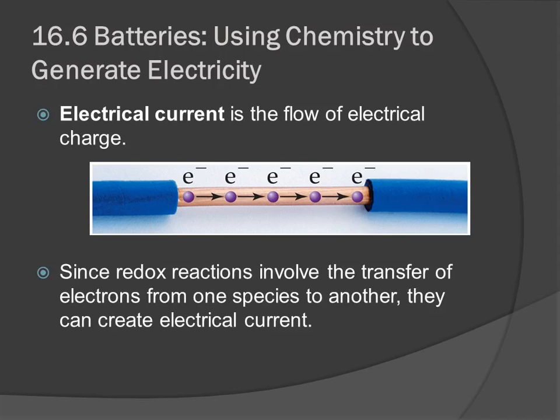So what is electricity? Electricity involves electric current. Electric current is a flow of electrical charge. It's a flow of electrons. So here's an illustration of a wire, and we have electrons moving through the wire, and that's what electricity is. Because redox reactions involve the transfer of electrons, they can be used to create electrical current.